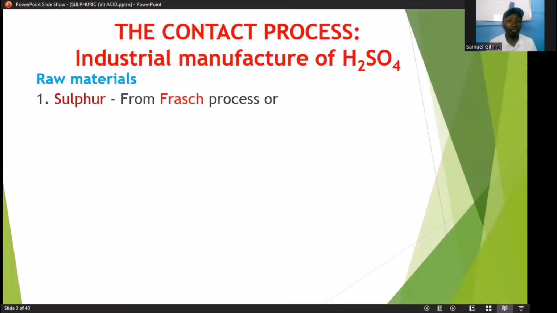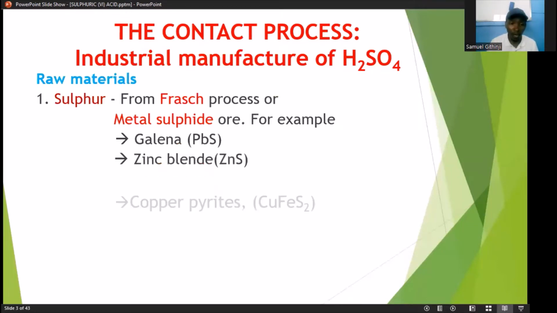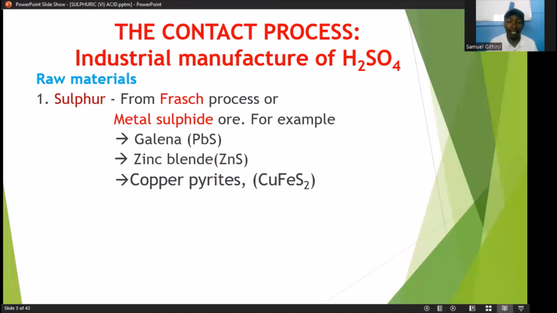I need sulfur, and mainly I can obtain it from the Frasch process. I can also get it from some metal sulfides, like some metal ores, like galena, that's lead(II) sulfide. I can get it from zinc blende, that is zinc sulfide. I can also have it from copper pyrite. The aim is just to have sulfur that will help me for the next stage. Remember, even iron pyrites, very important.